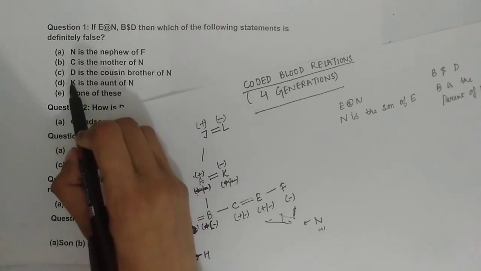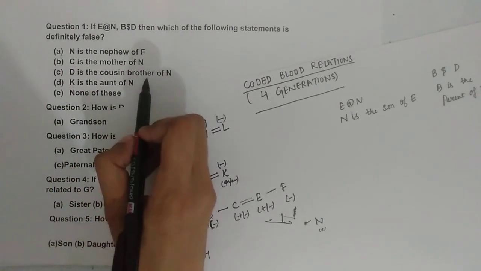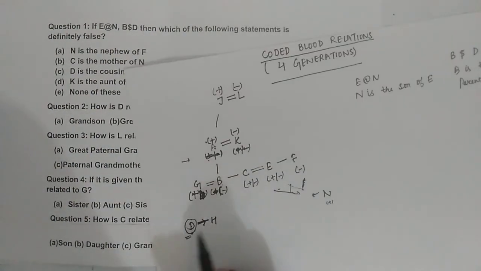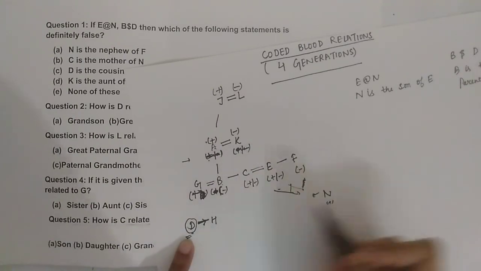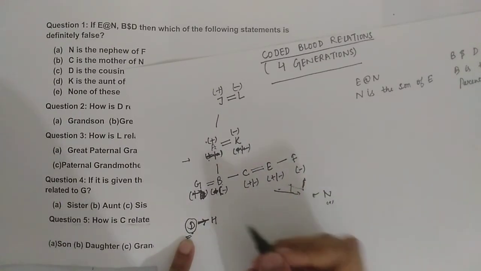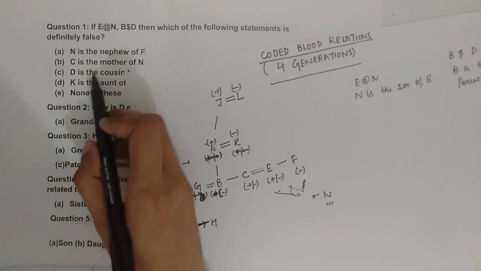See the next. D is the cousin brother of N. We don't know the gender of D, but yes, D will be the cousin brother, or D can be the cousin sister. So we can't say it is definitely false.